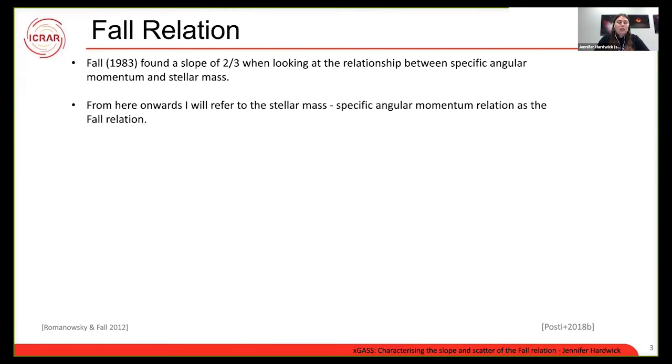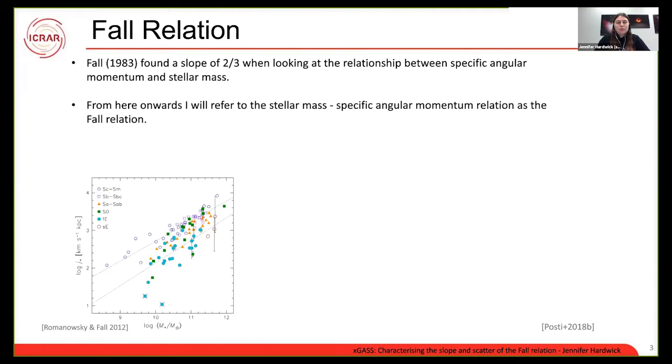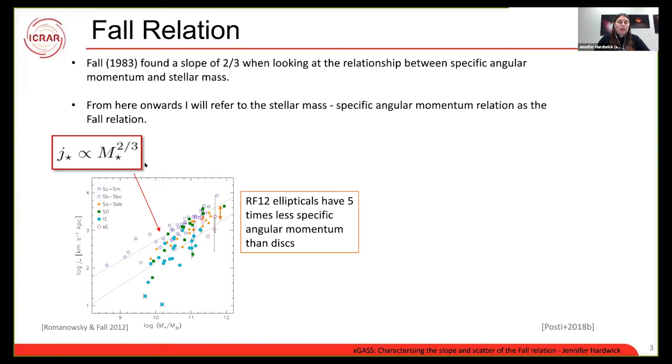And because of this preliminary work that was done by them, I will be referring to this as the Fall relation from here onwards. So this is an example of a Fall relation from some work by Romanowski and Fall in 2012, where we can see some spiral galaxies up here and some elliptical galaxies down here. And they found that the spiral galaxies and the ellipticals both followed a relationship given here, where they found that the elliptical galaxies had 5 times less specific angular momentum on average than their disk galaxies.